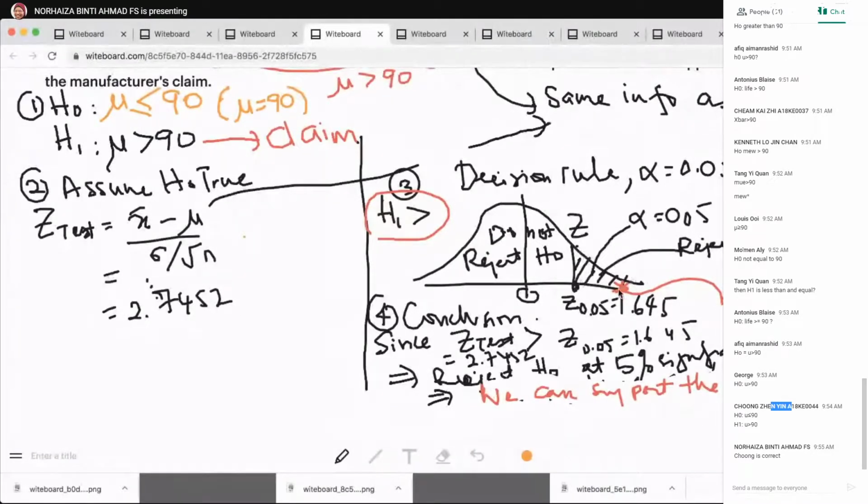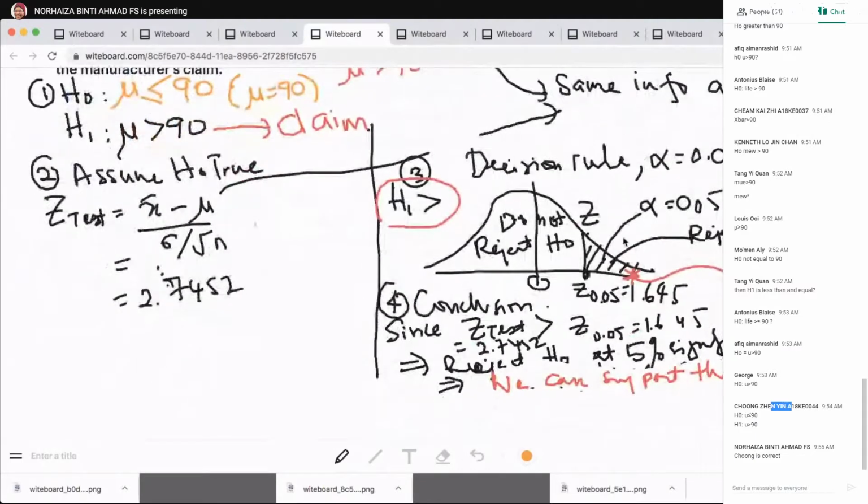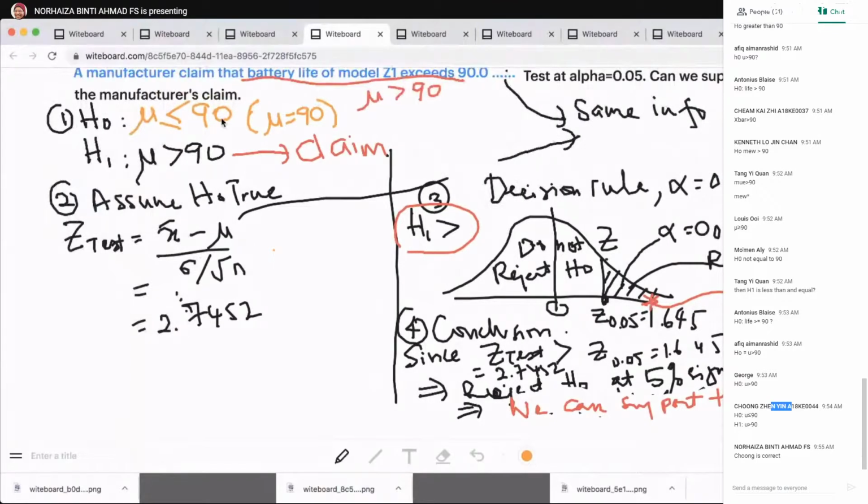So I'm going to compare this value to my upper tail value of the rejection region. In this question, I'm using alpha 0.05. Therefore, the corresponding value is Z 0.05, which is 1.645. When we compare this value with the statistics value, we see that it's in the rejection region. So we reject H naught at 5% significance level. Since I'm rejecting H naught, in this question I'm supporting the claim.